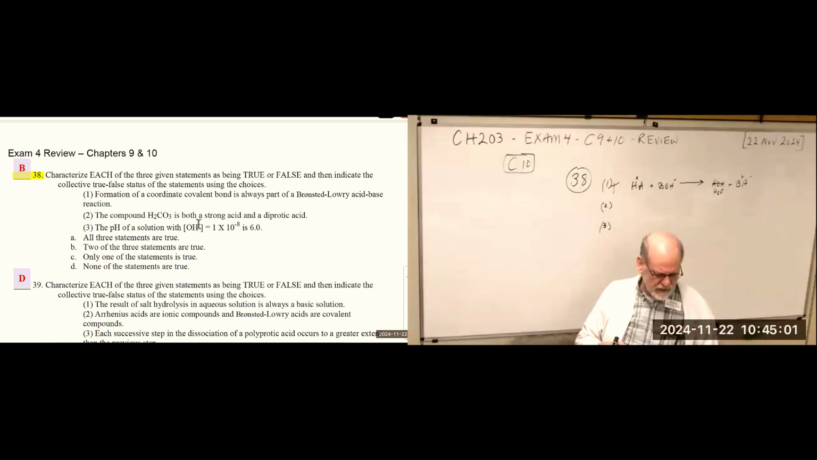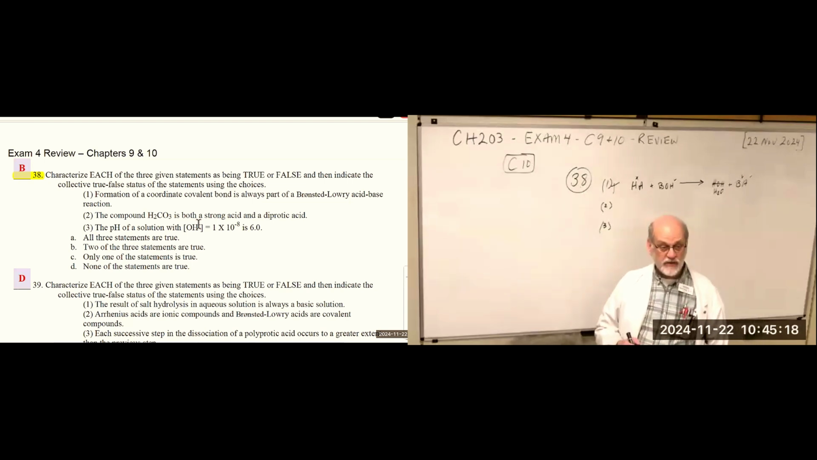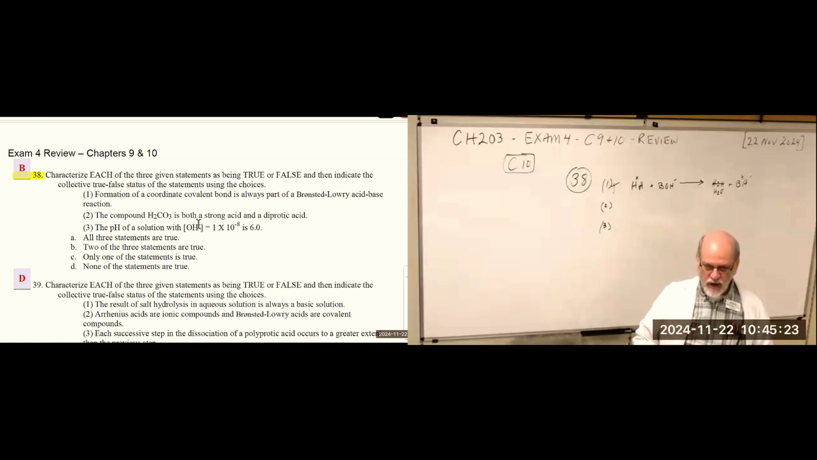2, the compound H2CO3 is both a strong acid and a diprotic acid. Now, it is a diprotic, but it's not a strong acid. Carbonic acid is very weak. Right? Whenever you drink pop, you're washing H2CO3 down your gullet because of the carbonation. You dissolve CO2 in water, it combines with water and makes carbonic acid, but it's very weak. Right, so 2 is not strong.